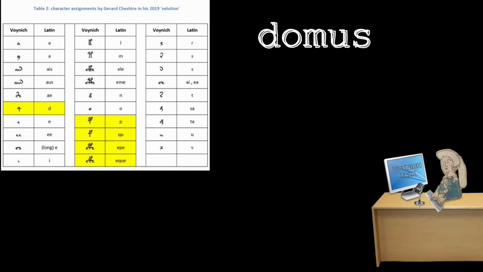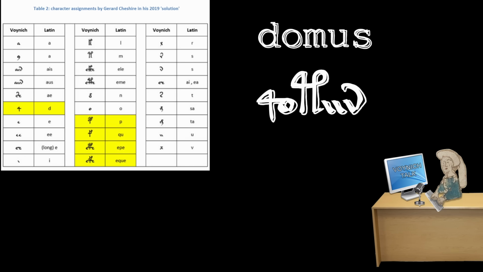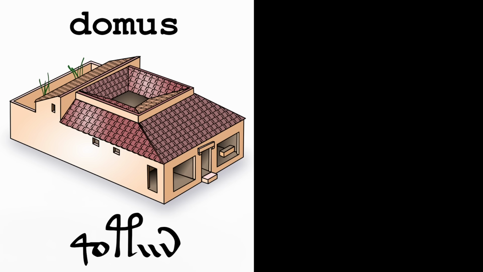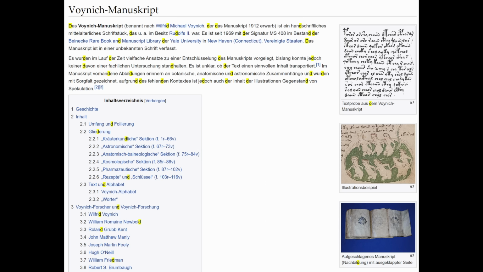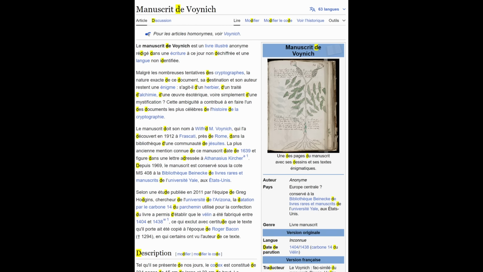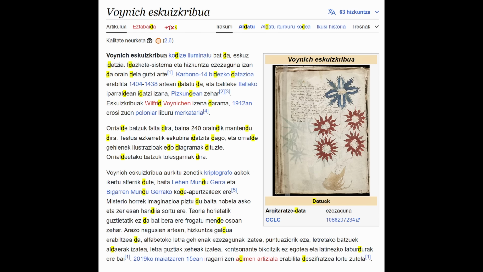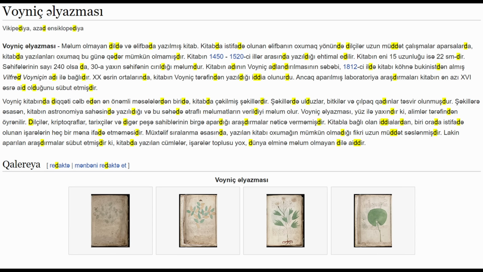Using the table, we see that domus should be written like this. The problem is that when you have a series of these eye-shaped minims in Voynich, they are preceded by this shape. So, while Cheshire's Proto-Romans can't live in a proper domus, they can at least build a domais. I used Latin examples here, but the exact same problems would arise for any human language. If your language has a D sound, you want to be able to use it in various positions, and at least you want to be able to pair it up with more than just O.